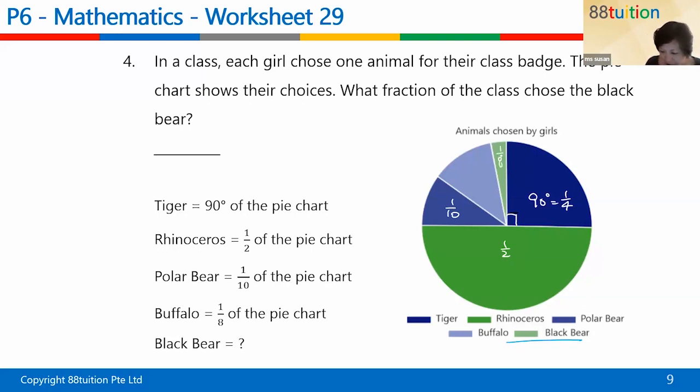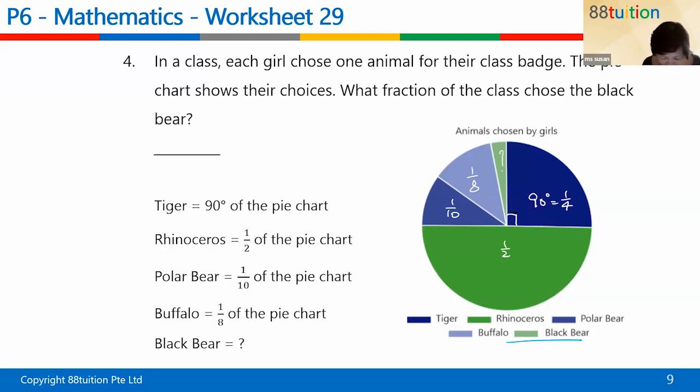Oh, so tiny. And where is the black bear? Oh, wait. The green color is not this one. Okay, I repeat. This is polar bear, the blue one. Buffalo is the light one, 1/8 is this one. Okay, and he wants the black bear.